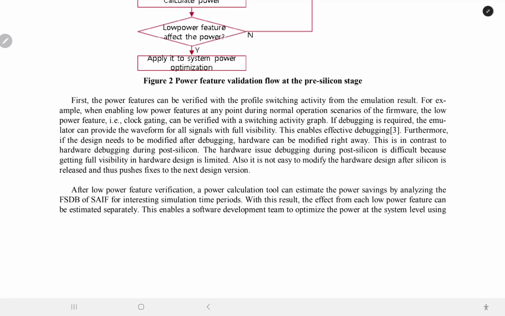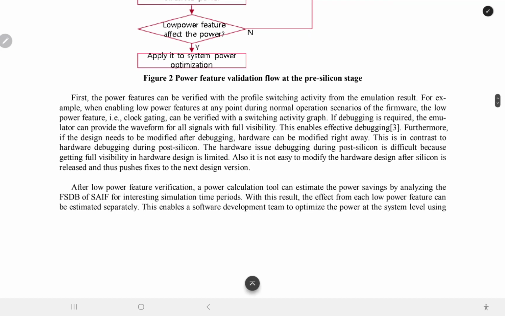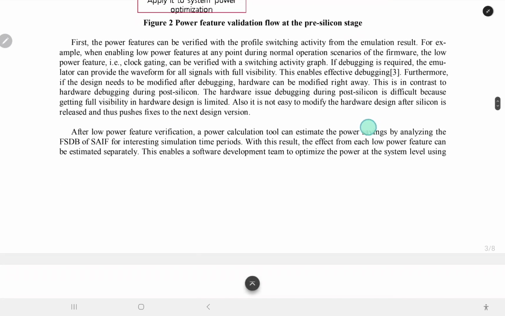Hardware issue debugging during post-silicon is difficult because getting full visibility in hardware design is limited. Also, it is not easy to modify the hardware design after silicon is released, and thus it pushes fixes to the next design version.